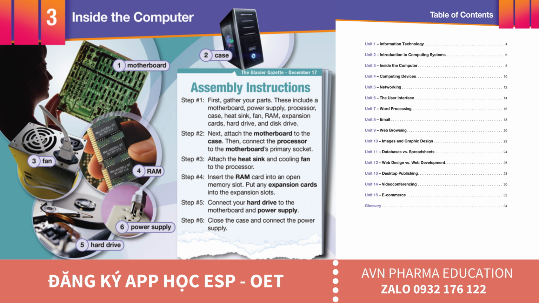Step number 4. Insert the RAM card into an open memory slot. Put any expansion cards into the expansion slots. Step number 5. Connect your hard drive to the motherboard and power supply. Step number 6. Close the case and connect the power supply.